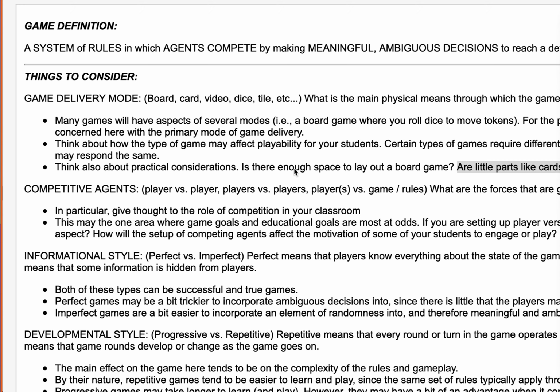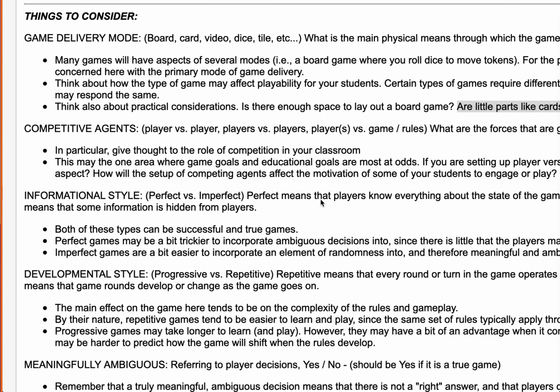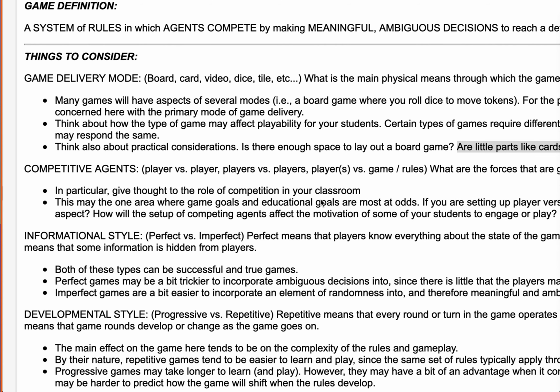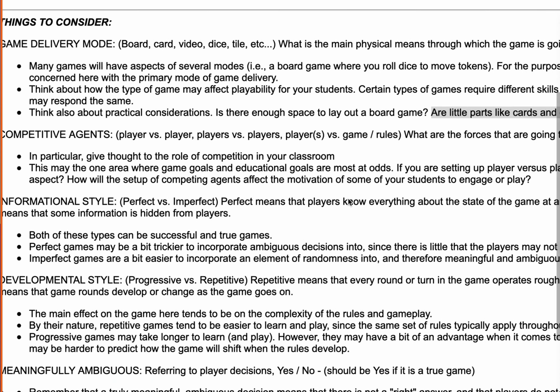But I think, other than that, the game delivery mode is probably the most straightforward of these things. In terms of our game definition, competitive agents, the competing agents, obviously this is something you are also going to want to think about pretty early on, because you are going to have either a variation of people versus people, which could be a person versus a person, or a group of people versus a group of people, or it's going to be the game rules versus a person or a group of people.